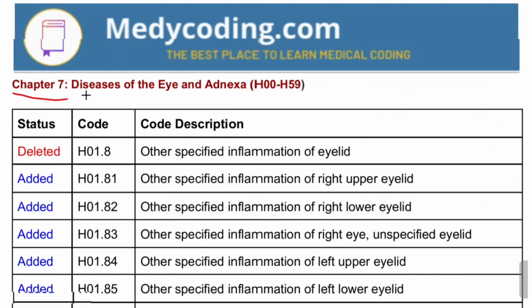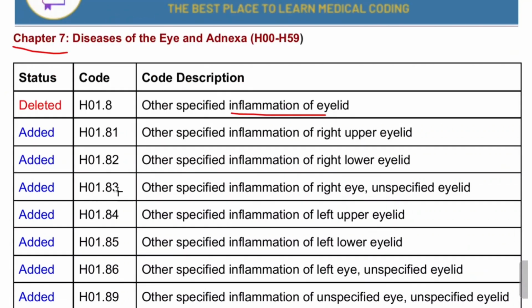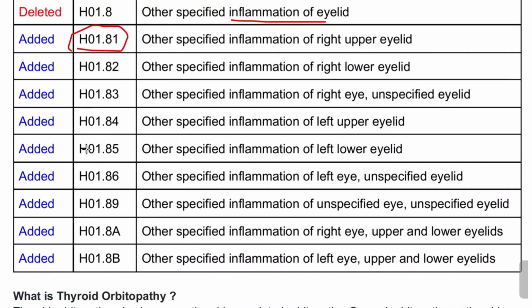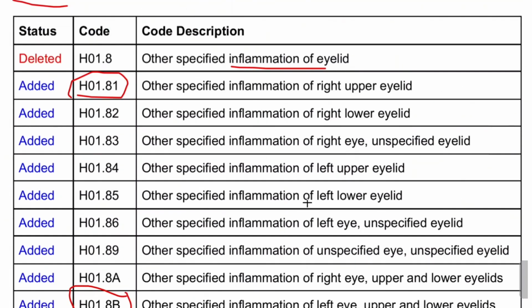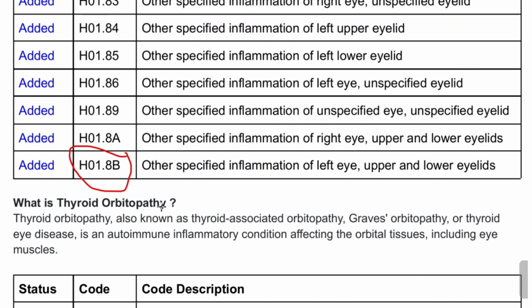Chapter 7. In Chapter 7, several new eyelid inflammation codes were added to specify the exact location, which was not possible with the previous codes. So the codes are from H01.81 to H01.81B.